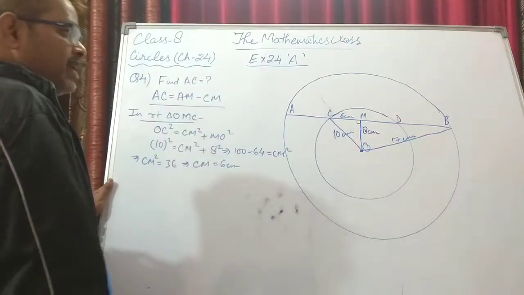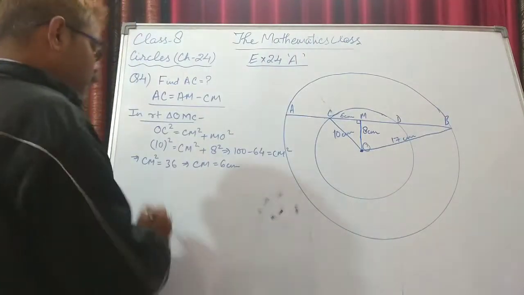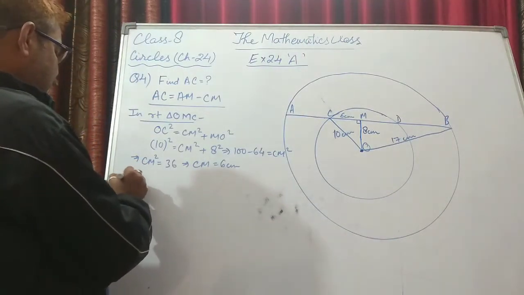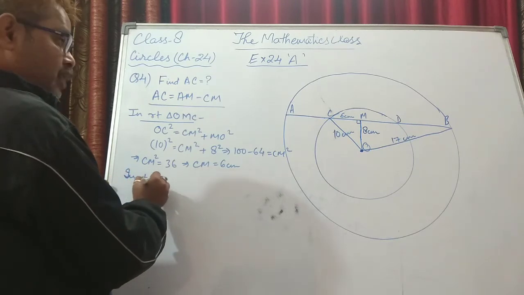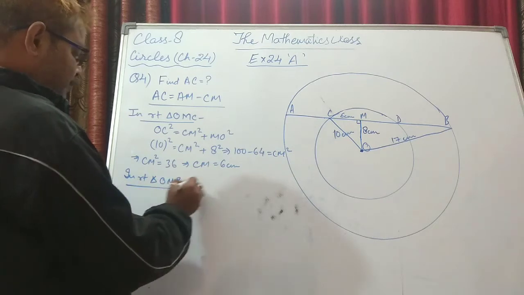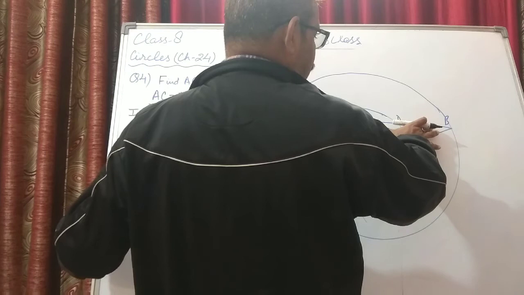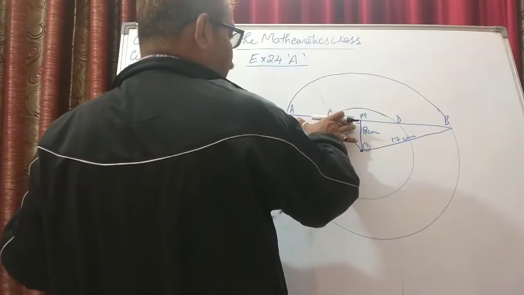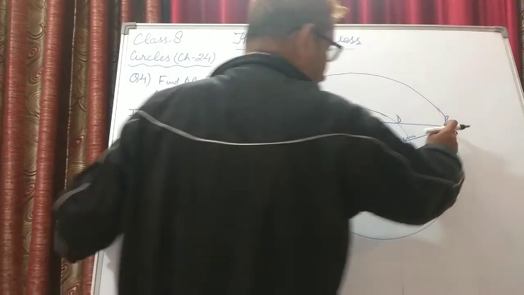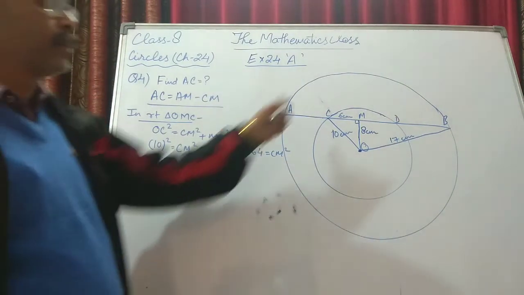Now we will find out BM. How do we find out BM? Again in right triangle OMB. In OMB, whatever will be the value of MB, same will be the value of MA, because AB is the chord in the bigger circle.